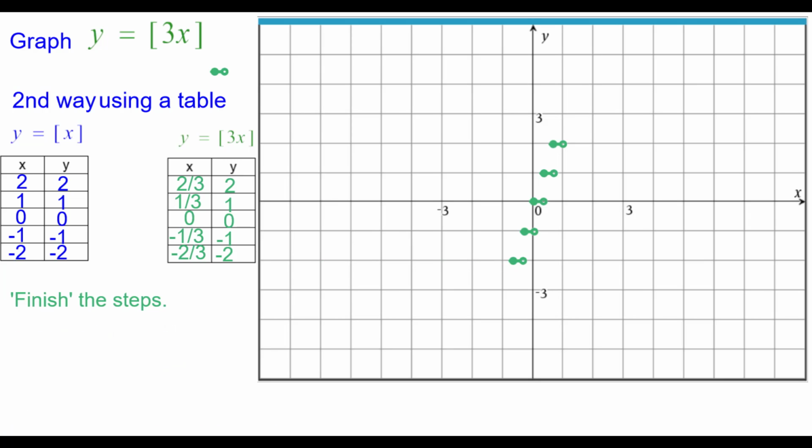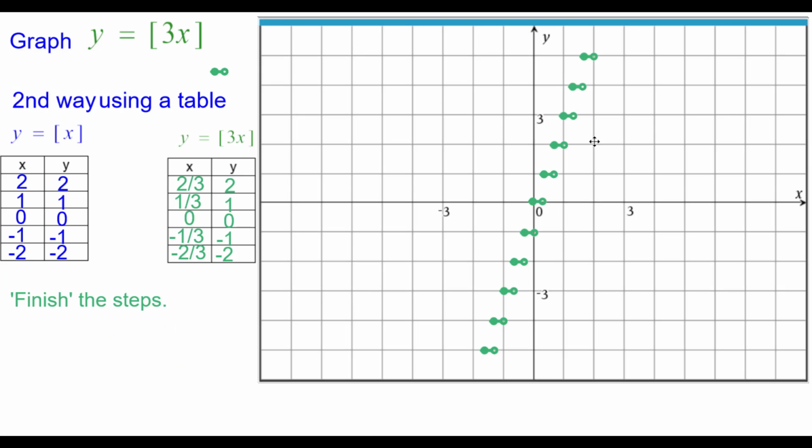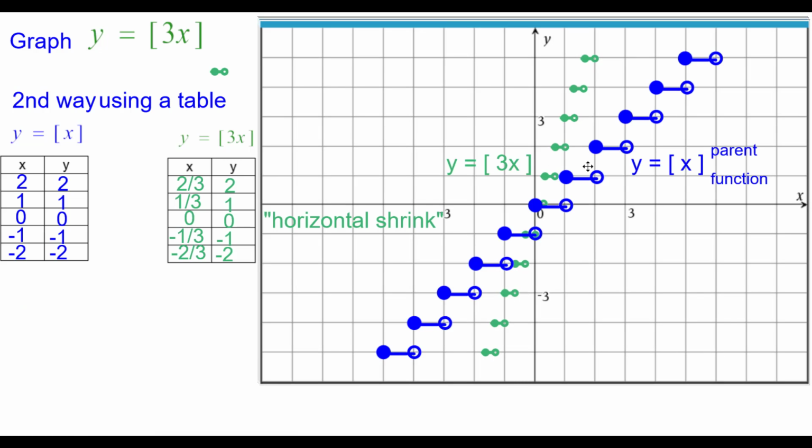We can go ahead and finish the steps, add in a few more, get enough to see the pattern there. It does go on infinitely in both directions. And then we can compare it to the parent function and see that it is a horizontal shrink.